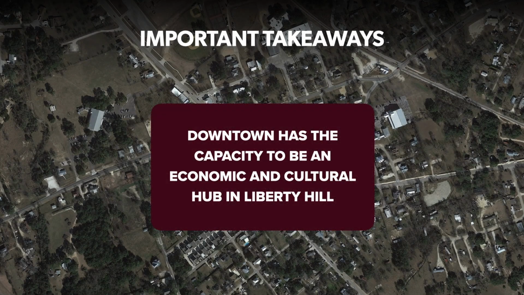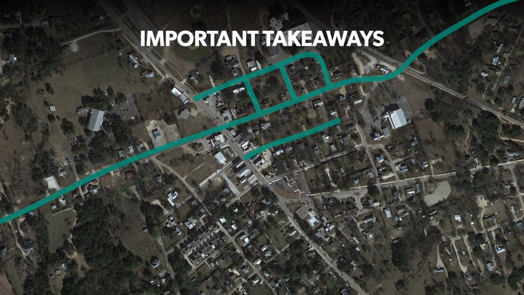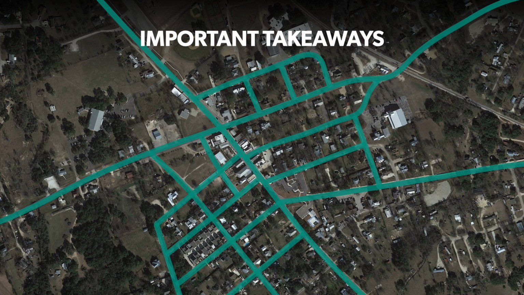The second major takeaway is that downtown has the capacity to be an economic and cultural hub in Liberty Hill. In most cities, downtown is the highest fiscally performing place in the city. Though that's not the case in Liberty Hill today, we can already see high-value properties in this space. But a renewed focus on improving the rest of downtown incrementally will pay major dividends to the community. Downtown already has a great road network, as well as formative redevelopment and public spaces which the community enjoys, which makes downtown a smart place to invest in as a city.